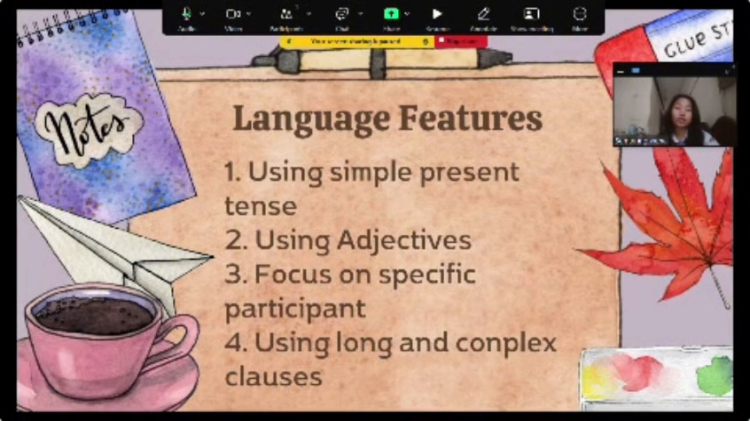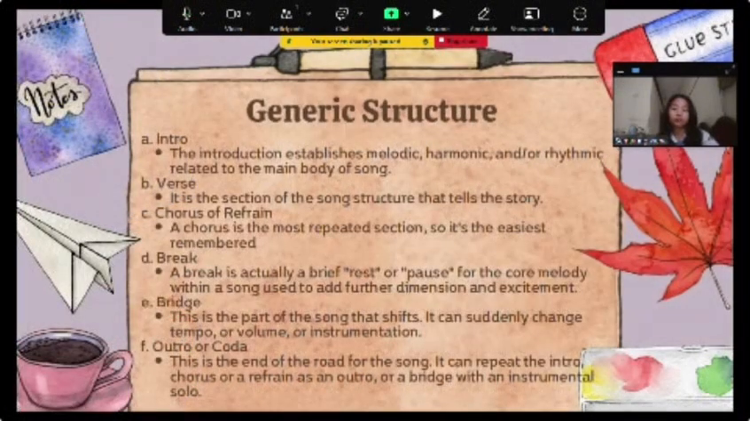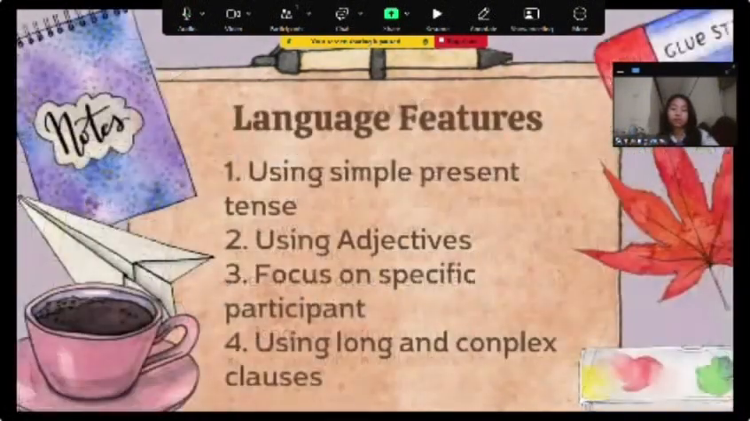Language features of review text are, one, using simple present tense, two, using adjectives focused on specific participants, and three, using long and complex clauses. Social functions of review text is to entertain the listeners, to teach moral value through the lyrics of the song, to provide a way of managing the relationship between our public and private emotional life.